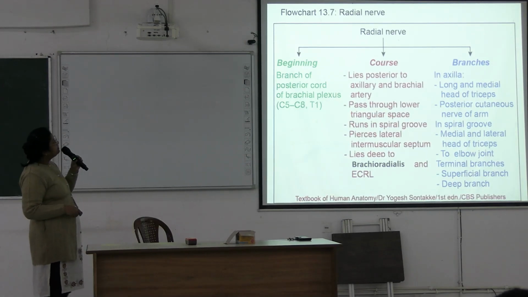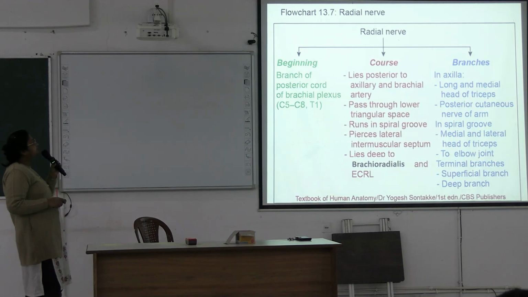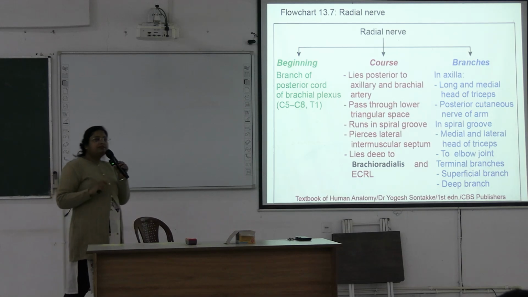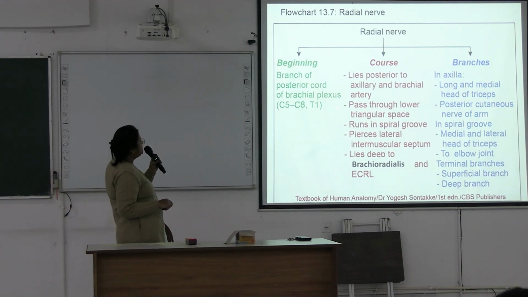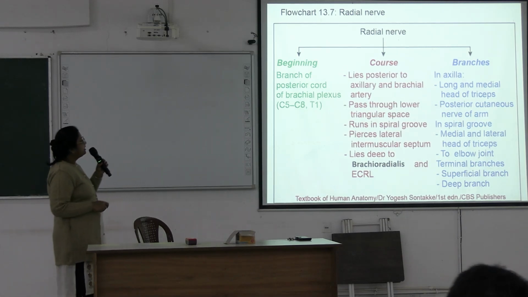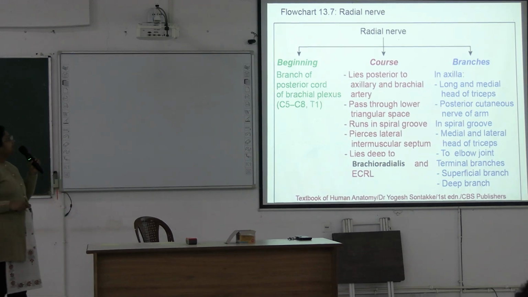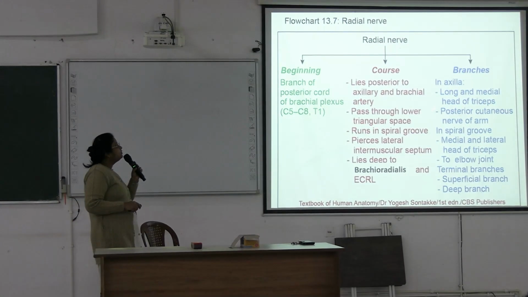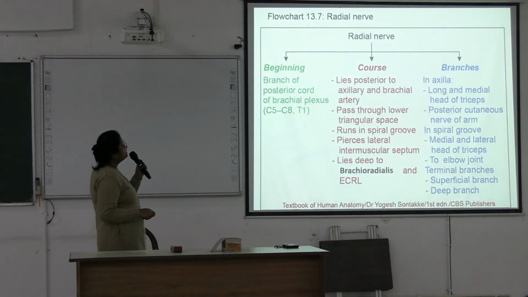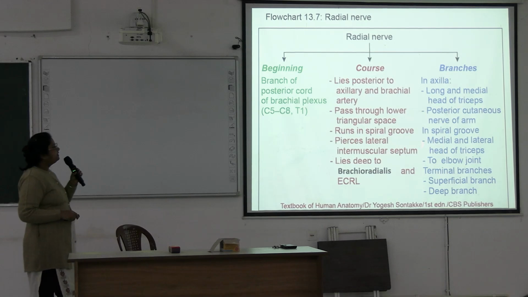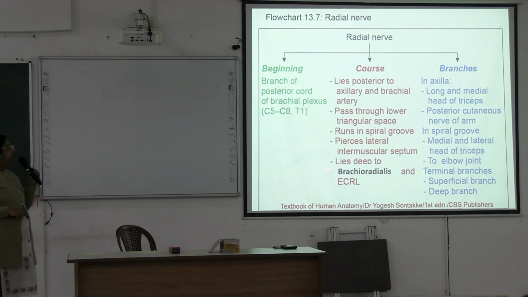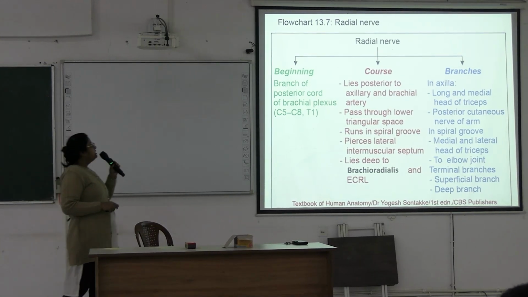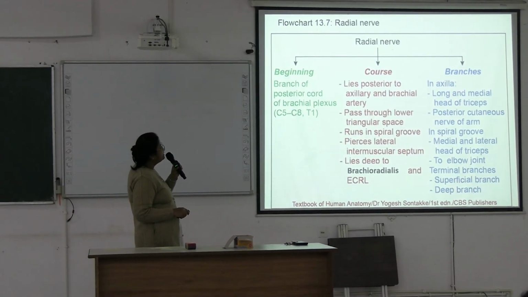So this is the summarization of the radial nerve. It begins as a branch of the posterior cord of the brachial plexus. These are the root values. Root values are very important. C5 to C8 and T1. Course of the nerve: first it lies posterior to the axillary and brachial artery and then passes through the lower triangular space, then runs in the spiral groove, pierces the lateral intermuscular septum and lies deep to the brachioradialis and extensor carpi radialis longus. Okay, and it is giving branches in the axilla.